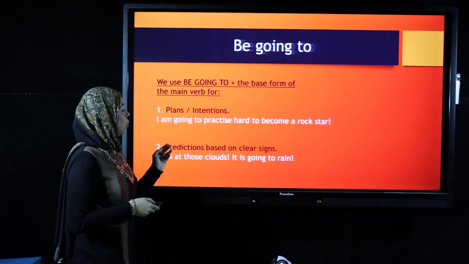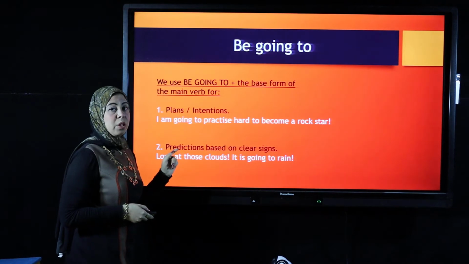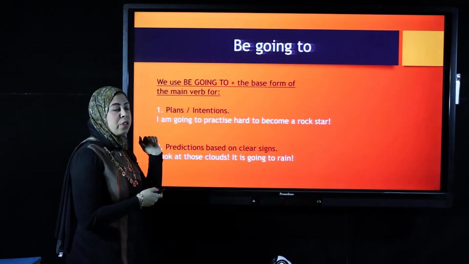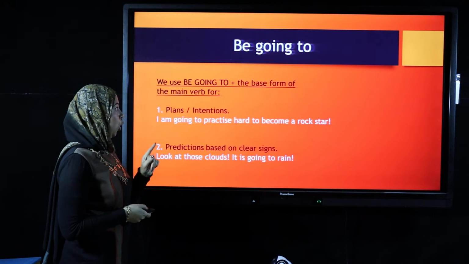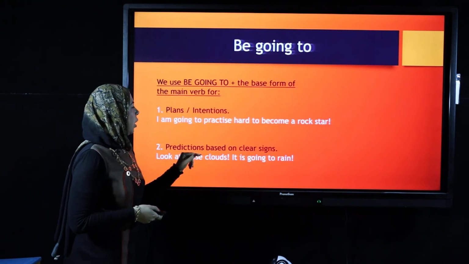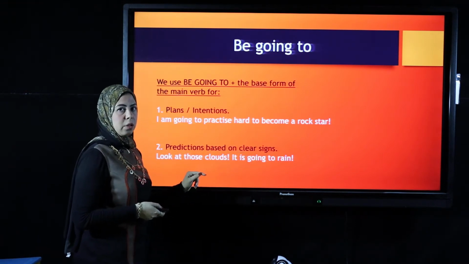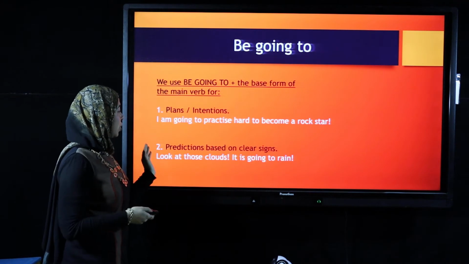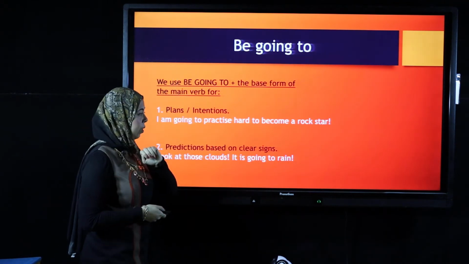After this, we can use it for predictions, but when we have a sign or evidence for it. Like when we say, look at those clouds, it's going to rain. I have a sign, which is the clouds that I can see in the sky.